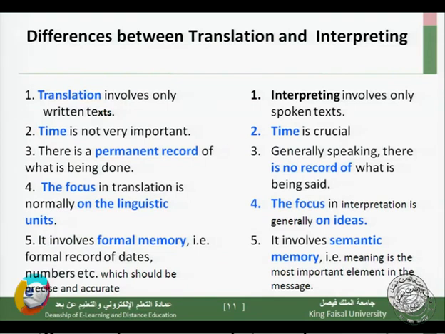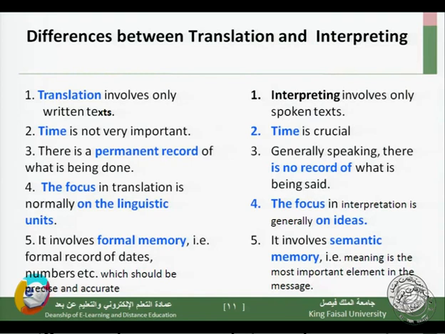Last but not least, this list or comparison summarizes the differences between translation and interpreting. You can look at the left side here, and this side. This is translation, this is interpreting. Translation involves only written text. Interpreting involves spoken texts.